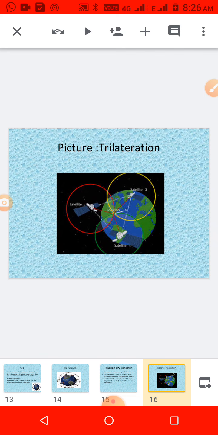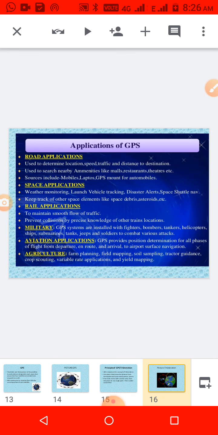See, three circles are there. Consider three satellites having centers A, B, C, and where they are joined at one place, that is our location. This method is called trilateration.